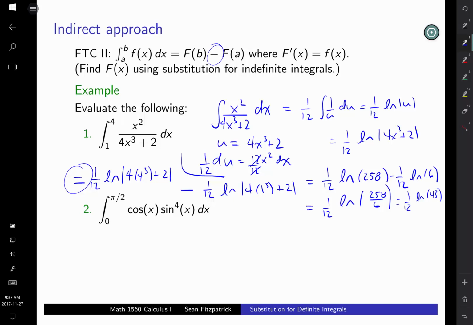Okay, for the second one, again, we look for our u-substitution. This time we see that we have sine raised to the 4th power, so the obvious choice is to take u equal to cos x, or sorry, sine x.